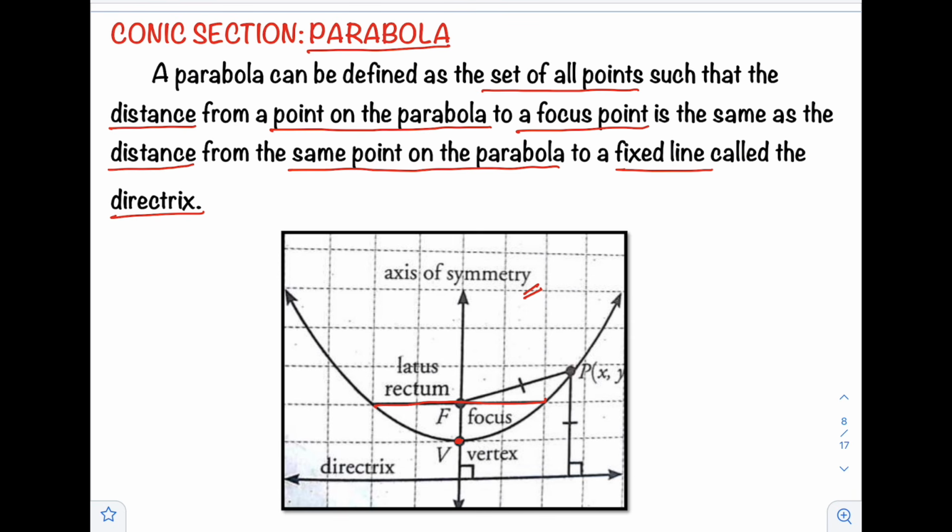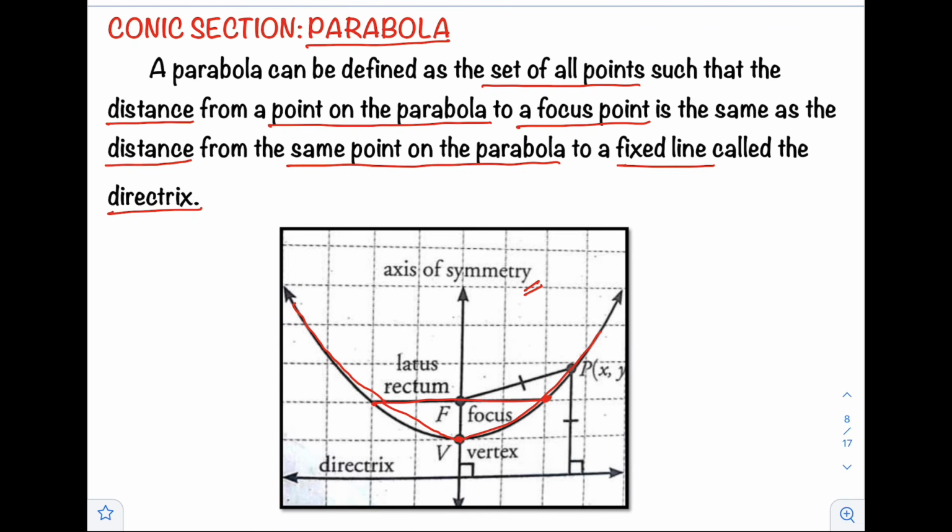So, si latus rectum, binibigay niya kung gaano ka-wide yung ating parabola, while the vertex is the point where the curve changes direction. Now, as you can see from left to right, sa vertex, nag-change ng direction yung ating parabola from going downward to upward.